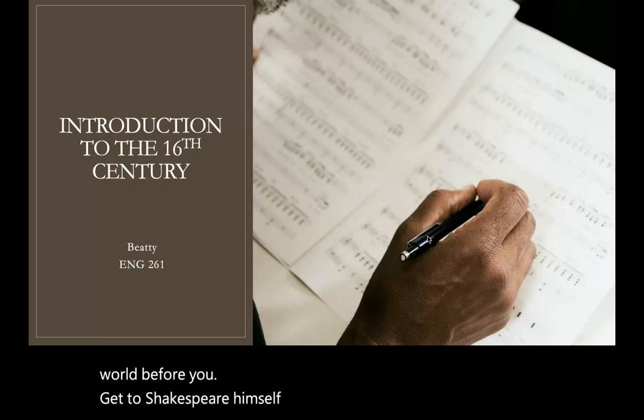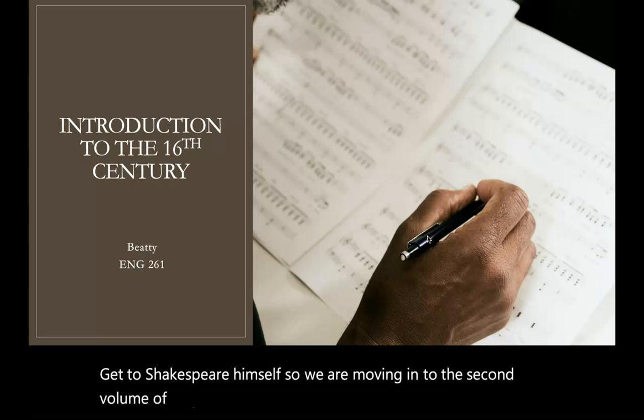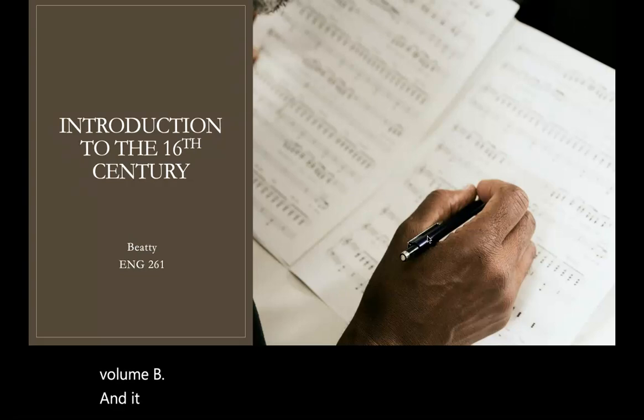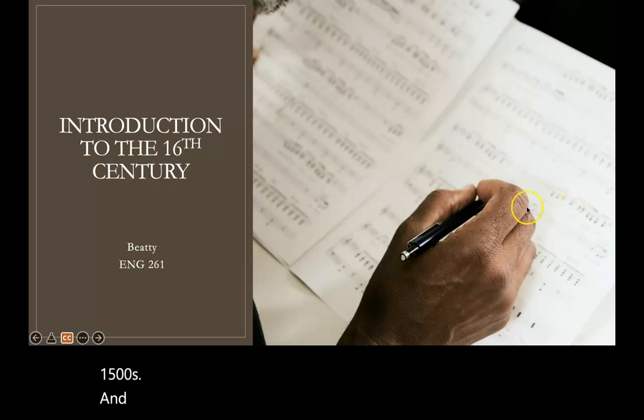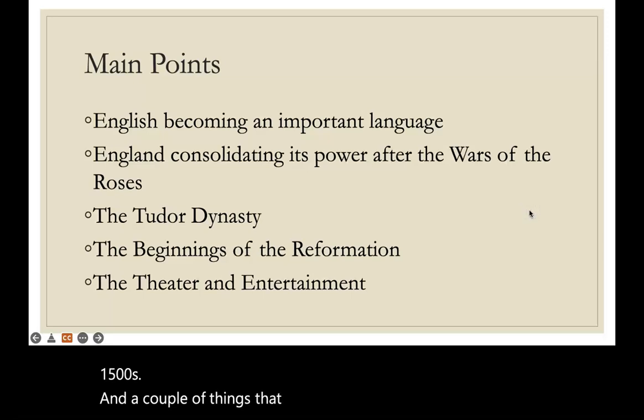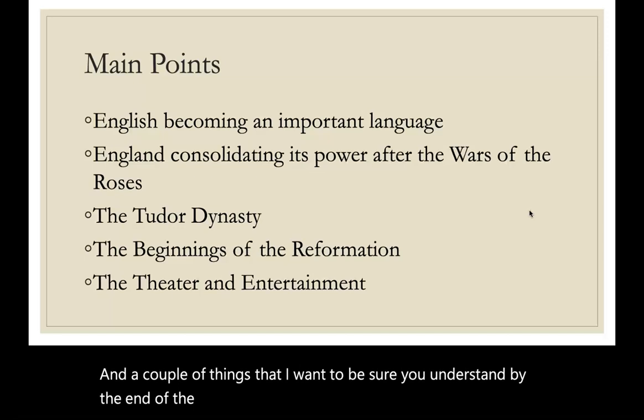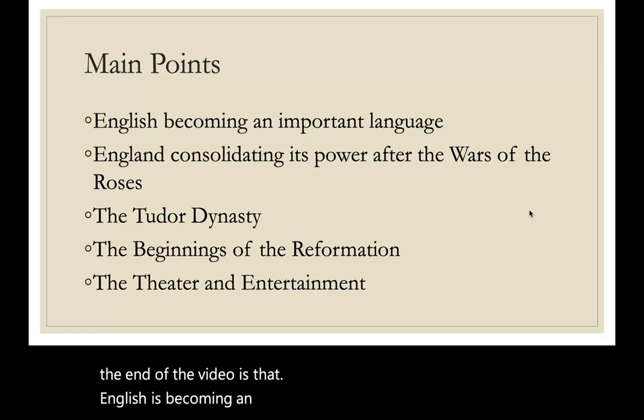So we are moving into the second volume of your textbook set. We're in the bigger volume, volume B, and it starts with the 16th century. So 16th century, we're in the 1500s. And a couple of things that I want to be sure you understand by the end of the video is that English is becoming an important language.